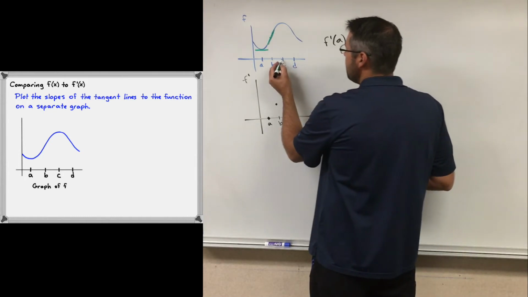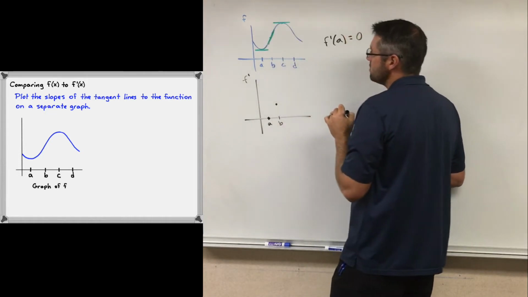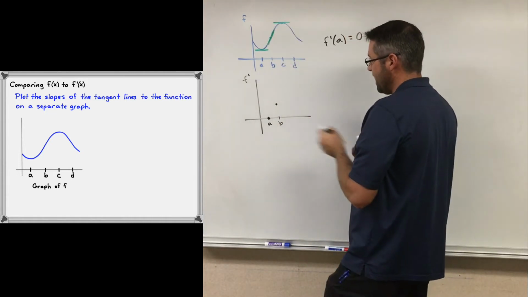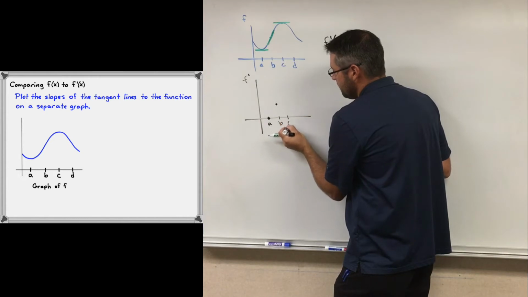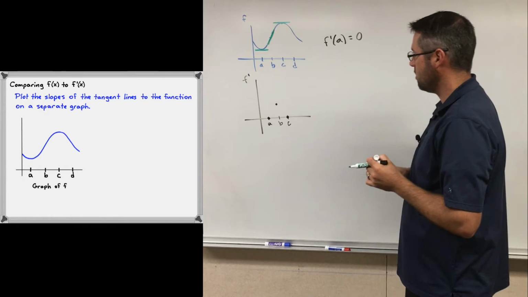Now at c, if I were to draw a tangent line at x equals c, you can see that I have another horizontal tangent line. So I can then say that when x equals c, f prime is again 0.